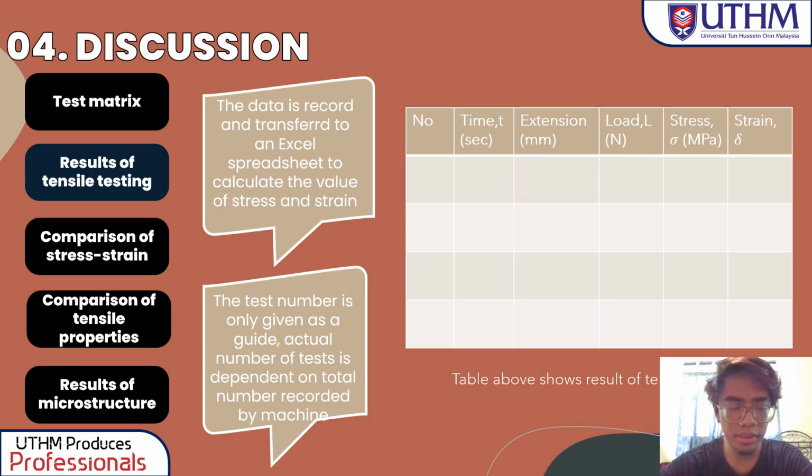Now we will move to the result of tensile testing. The data is then recorded and transferred to an Excel spreadsheet to calculate the value of the stress and strain. The test number is only given as a guide. The actual number of tests depends on the total number recorded by the machine. As we can see from the table, the number, the time in unit second, the extension in unit mm, the load in unit N, the stress and the strain are tabulated in one table.